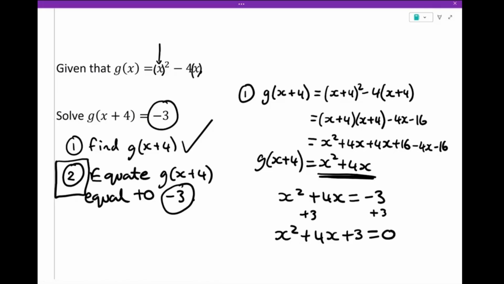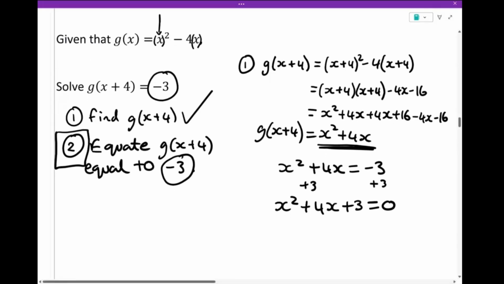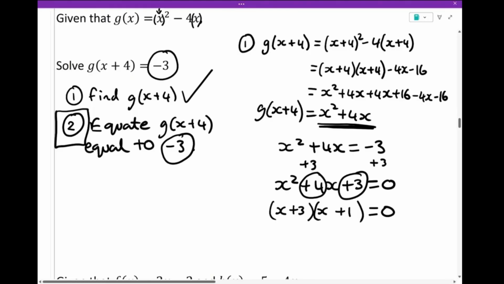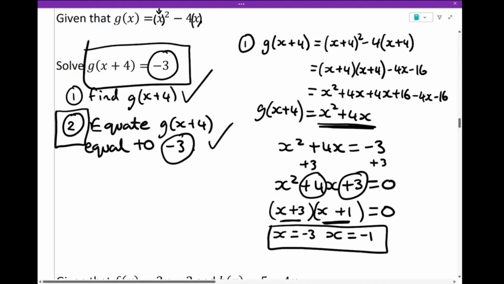And then one method for solving quadratics is to factorize. So I believe that this would factorize as double brackets and then x and x. And then factors of positive 3 that add to positive 4. Well, that would be positive 3 and positive 1. And that is equal to 0. And now I can figure out which values of x will make my brackets equal to 0. So from the first bracket here, I would get x is equal to negative 3. And for this next bracket, it would be x is equal to negative 1. So those would be my solutions to the equation I was asked to solve. So we've completed step 2, okay, and solved. And those are my solutions.